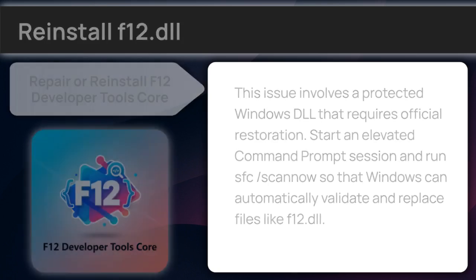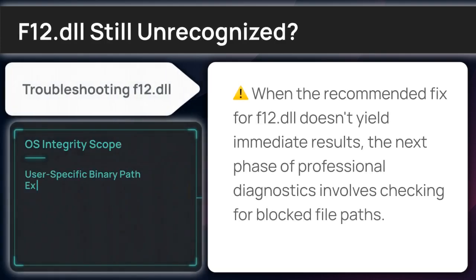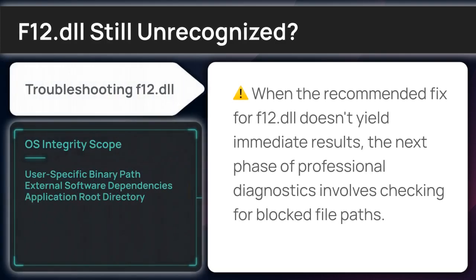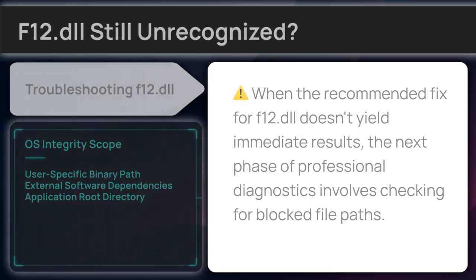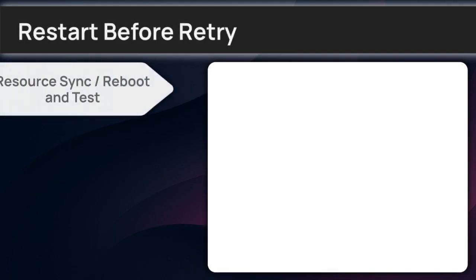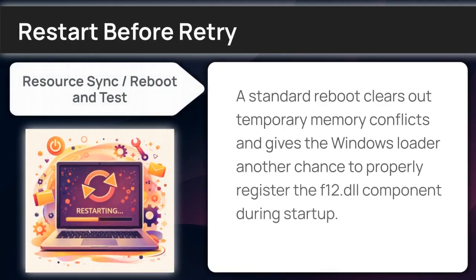If the error persists despite the new library files, we must verify if a simple synchronization conflict is preventing the file from loading. Performing a restart can determine if the error is just a transient environment glitch. A reboot refreshes your system's path variables and can sometimes reestablish a broken link to the F12 library file.